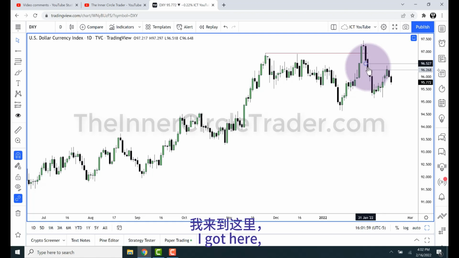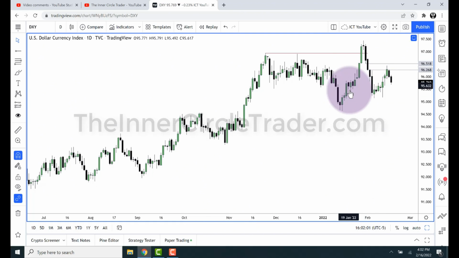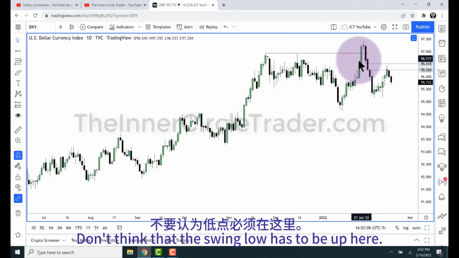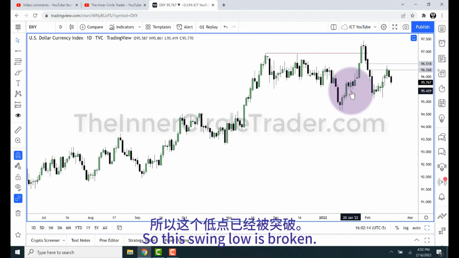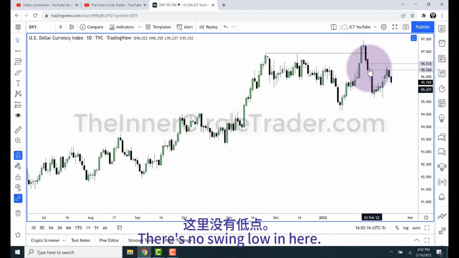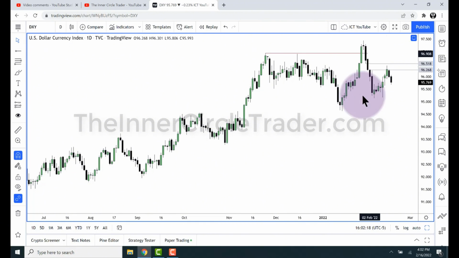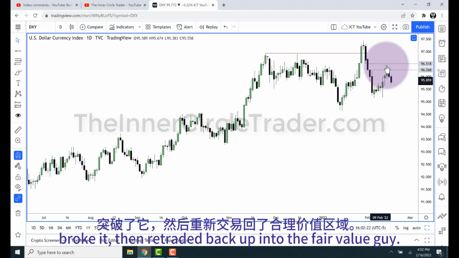Fair value gap here. Swing low. Prices rallied. Don't think that the swing low has to be up here. We broke lower here, so this swing low is broken. There's no swing low in here, so this is the only one. It traded down, broke it, then retraded back up into the fair value gap.